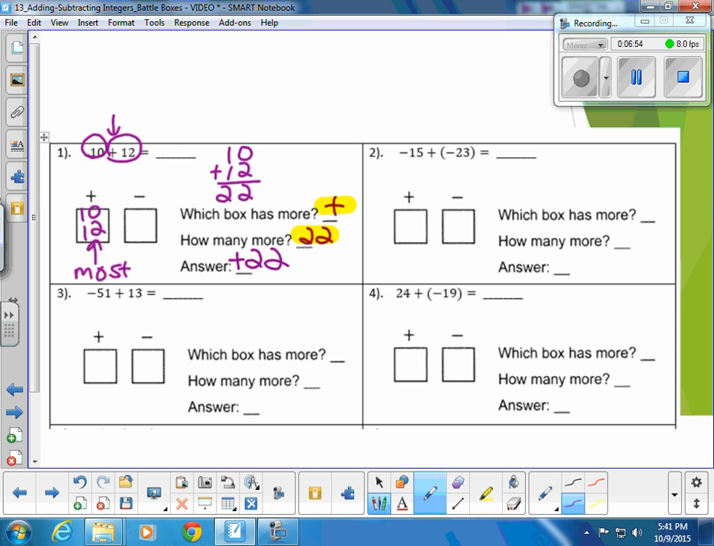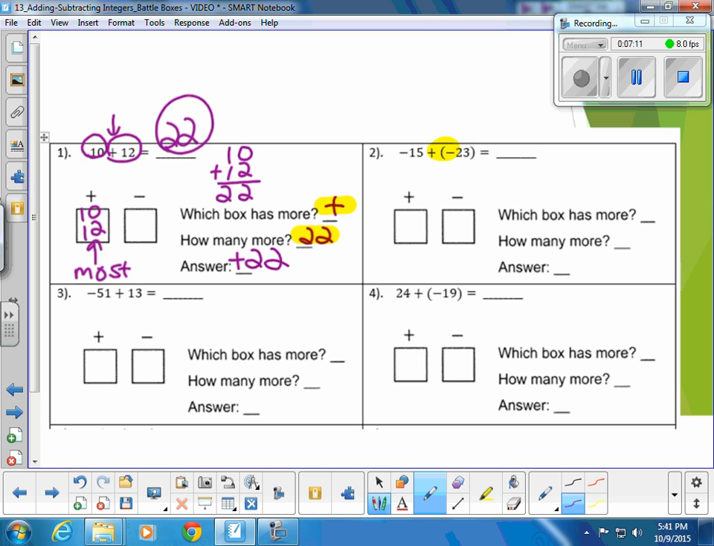Now, when we're in middle school, do we ever write +22? No, we just write 22 because we know all of the numbers that we just write on their own are positive. For the next one, oops, I have a double sign here, so I got to get rid of it.